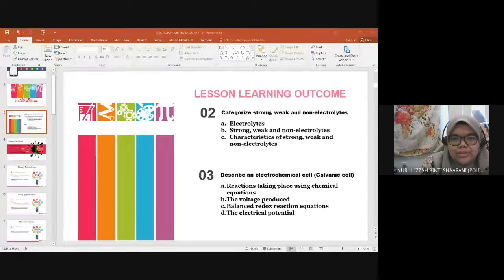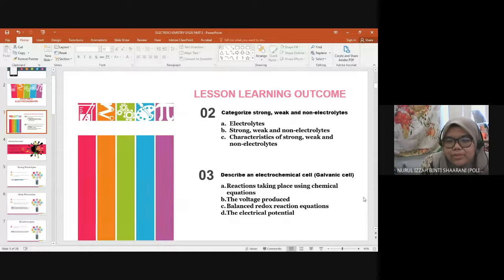For today's class, the lesson learning outcome is to categorize strong, weak and also non-electrolytes. So we are going to categorize the electrolytes, the liquid form or the aqueous form of conductor of electricity that you have in your cell, whether electrolysis or galvanic. So we are going to take a look at the characterization of strong, weak and non-electrolyte, and how we categorize them.